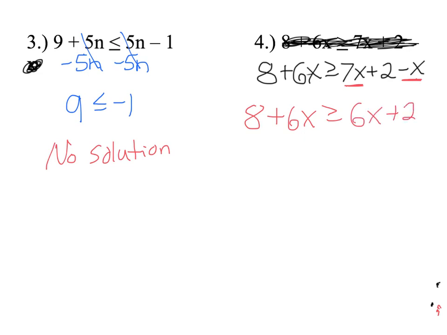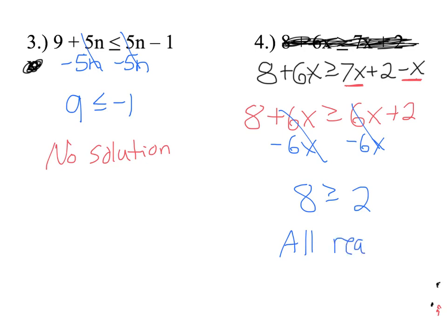Get variables on the same side, so we need to subtract 6x from both sides. The x's cancel out, and we have 8 is greater than or equal to 2. Now that's a true statement, so no matter what number you plug in is going to make this inequality true. So the answer to this one is all real numbers. Okay, and that's it for lesson 3-4.